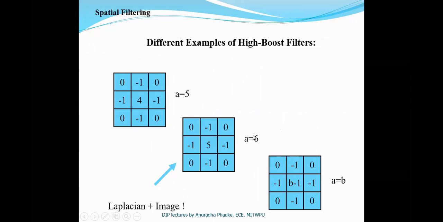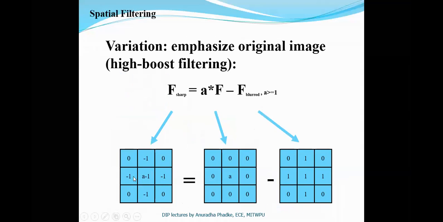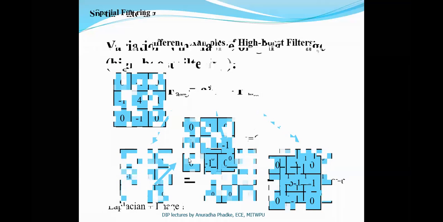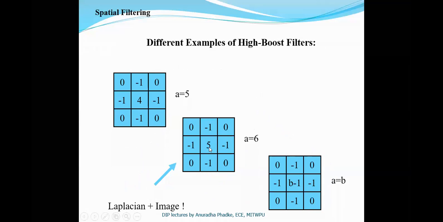Now, if we consider A as 6 in this example, we will get the central coefficient value as 5. Okay. So when we consider the central coefficient as 5 and minus 1, minus 1, minus 1, minus 1, this is nothing but the sharpened image, which is obtained by Laplacian plus image. Okay. So this is your mask. And when A is equal to B in general, you can have B minus 1 surrounded by minus 1.